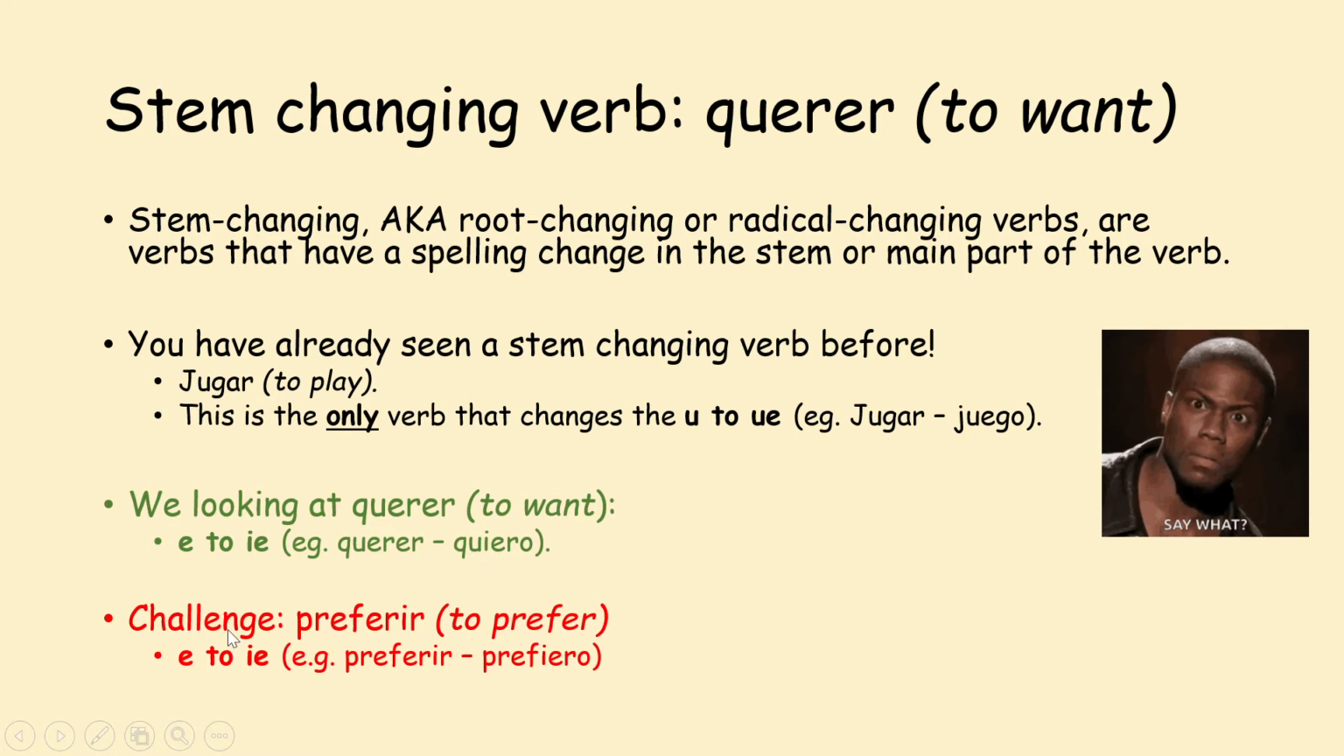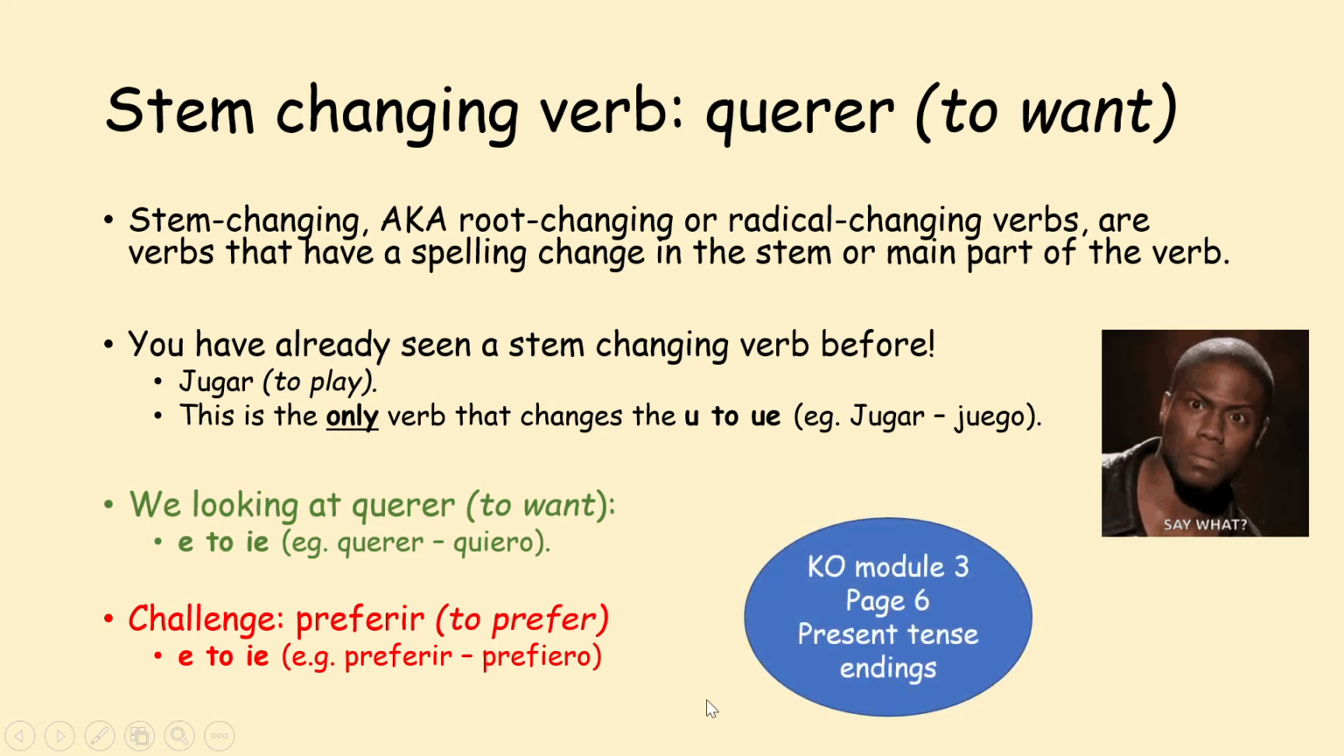If you want a challenge, we have got preferir, which means to prefer. It's the same rule, E to IE, but it's ending in IR, so you're going to have different endings. So preferir, to prefer, prefiero, I prefer, which you have already seen before. If you want some support with your present tense endings, I recommend you go to Knowledge Organizer Module 3, page 6, and you've got all the present tense endings there for you.